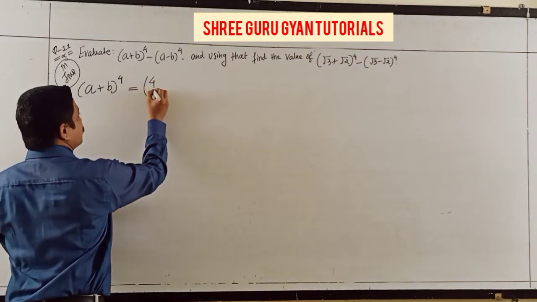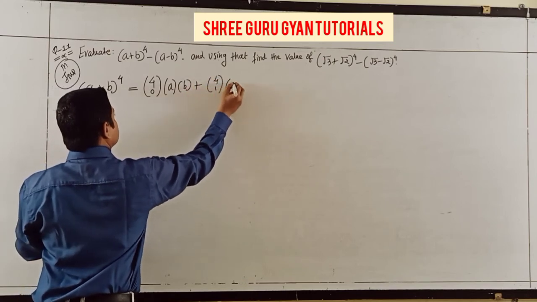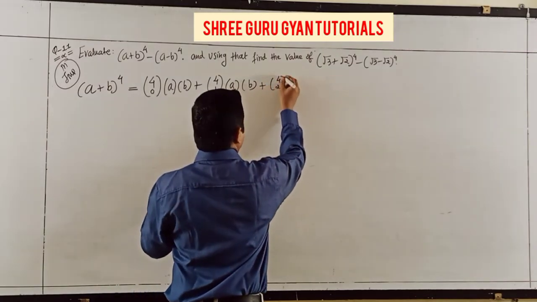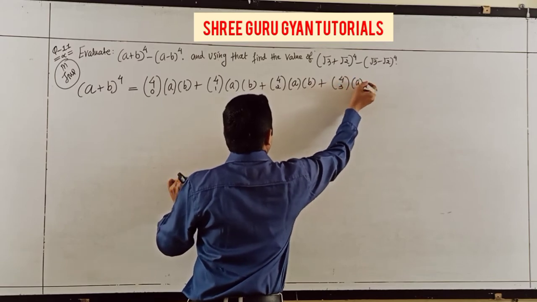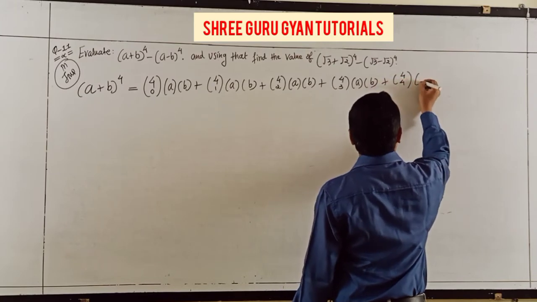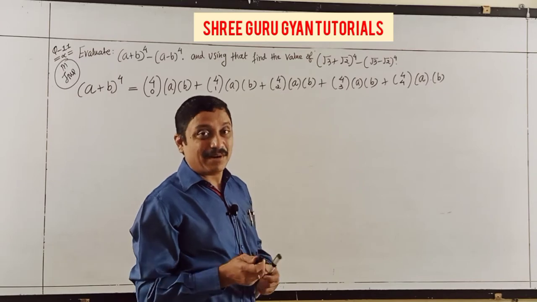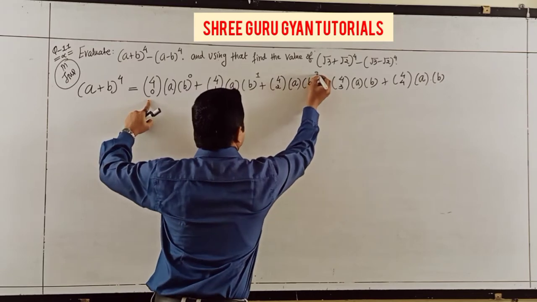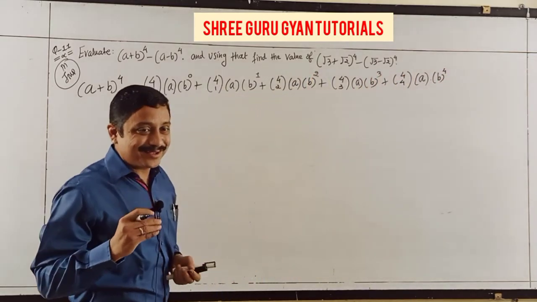4C0, ab, 4C1 ab, 4C2 ab, 4C3 ab, and last 4C4 ab. Apply the values of the powers. This power of a is 0 here, then 1, 2, 3, and 4. Same here, students.